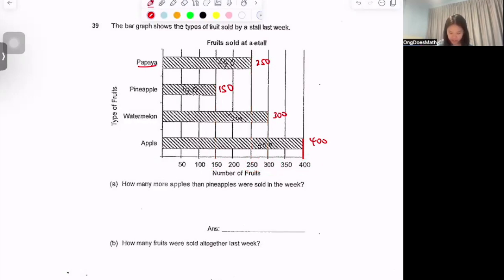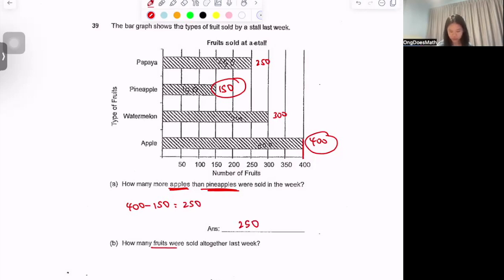First question asks you, how many more apples than pineapples were there? So apples you have 400. Pineapples you have 150. So how many more? Just take the bigger number minus the smaller number. So you should get 250.